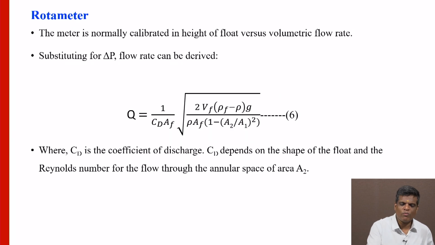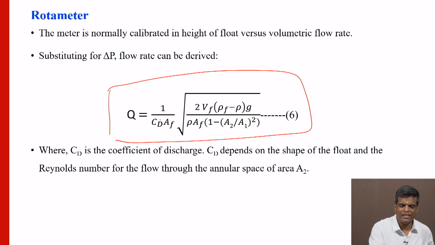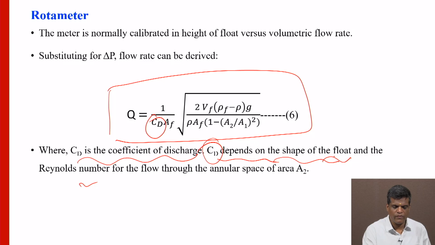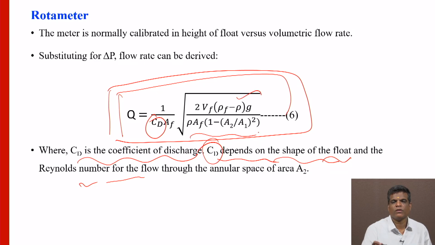Then for the rotameter we normally calculate through the Q value, Q equal to CD, where CD is the coefficient of discharge. But here CD depends on the shape of the float and the Reynolds number together. So CD is mainly a function of the shape of the float and the Reynolds number, and we know the Reynolds number already. Then we derive that Q equals the square root of 2 Vf (rho f minus rho) g divided by this expression.